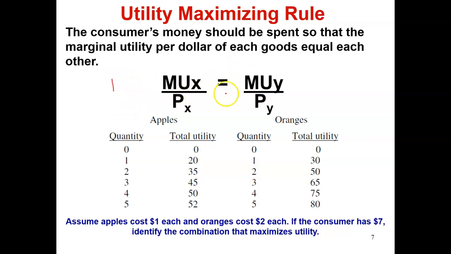Okay, so let's put a big line between apples and oranges. The apples cost $1 and the oranges cost $2. Okay, so that means every single orange I buy, I have to spend $2. Every single apple I buy, I have to spend $1, and I only have a total of $7, right? The consumer has $7, so I can't really shop all that much.